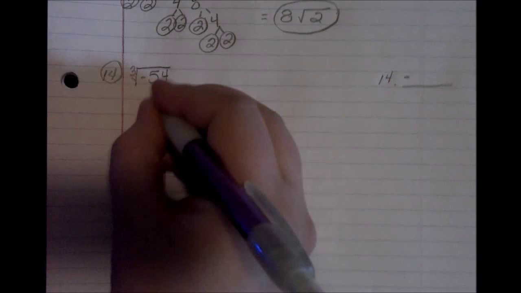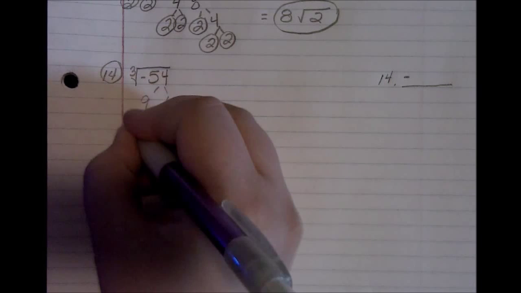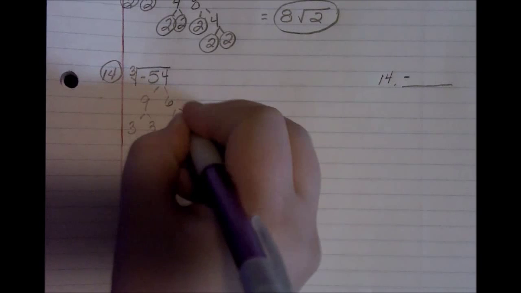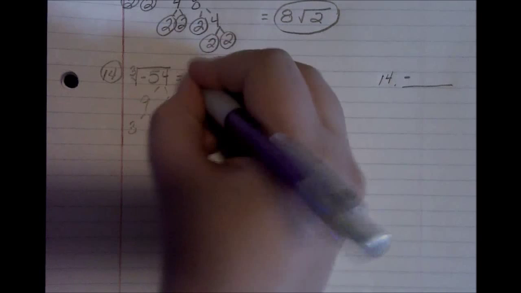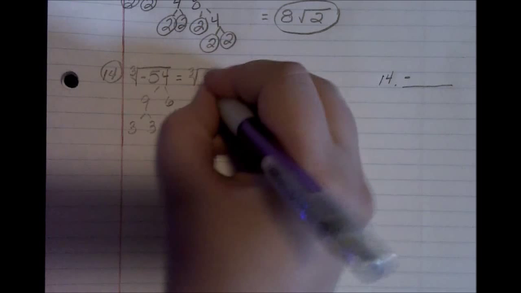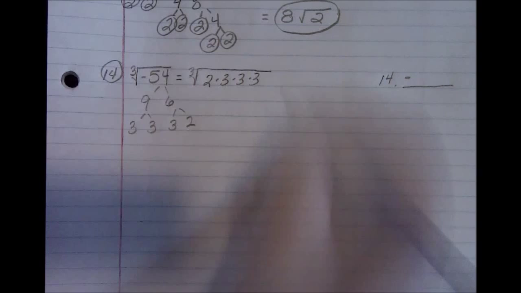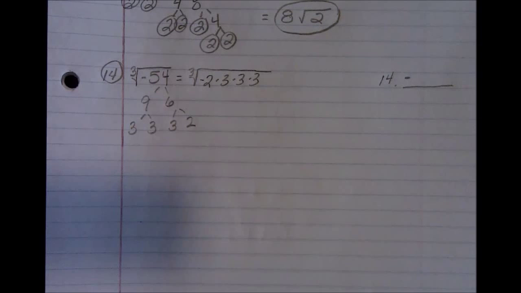So 54 breaks down to be 9 times 6. 9 breaks down to be 3 and 3. 6 breaks down to be 3 and 2. So that gives me the cubed root of 2 times 3 times 3 times 3. And then don't forget you've got that negative in there. Technically, we don't have to worry about it anymore because we already have established that our answer will be negative.